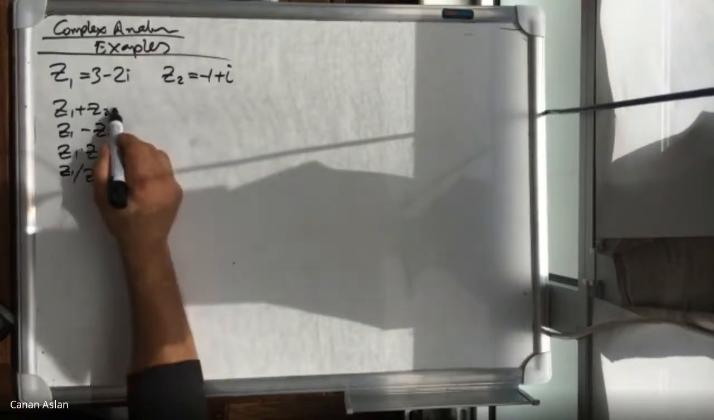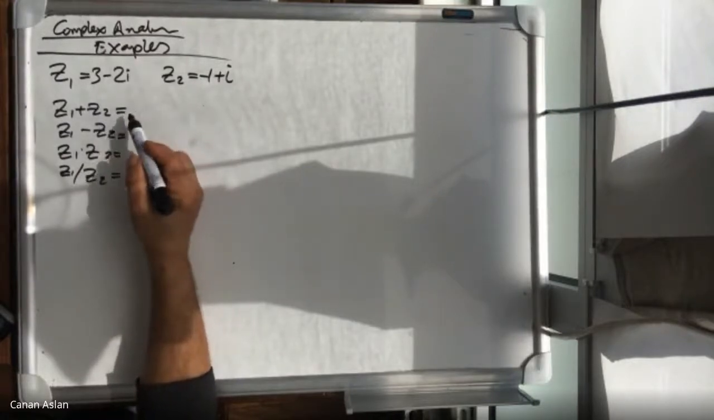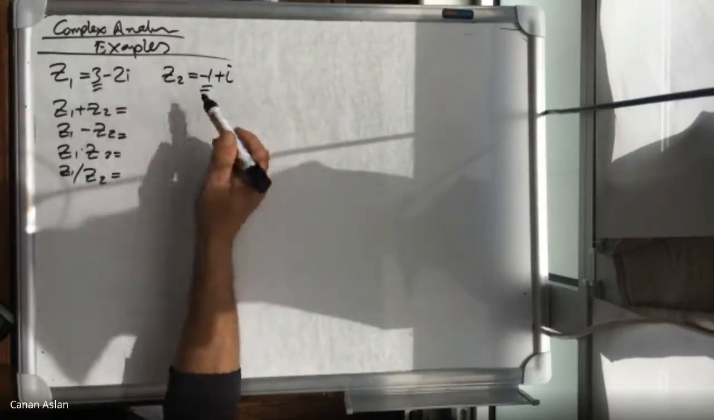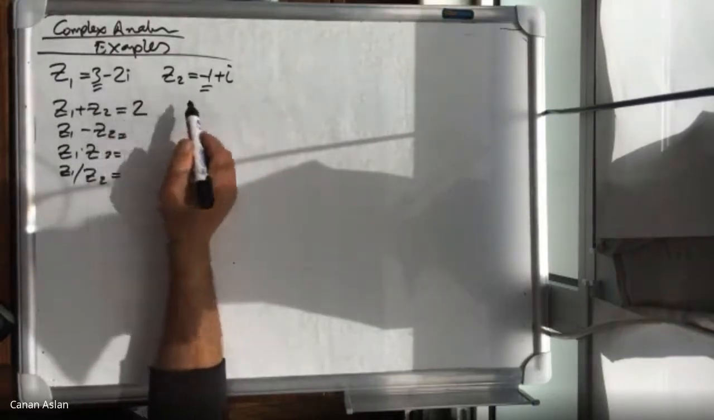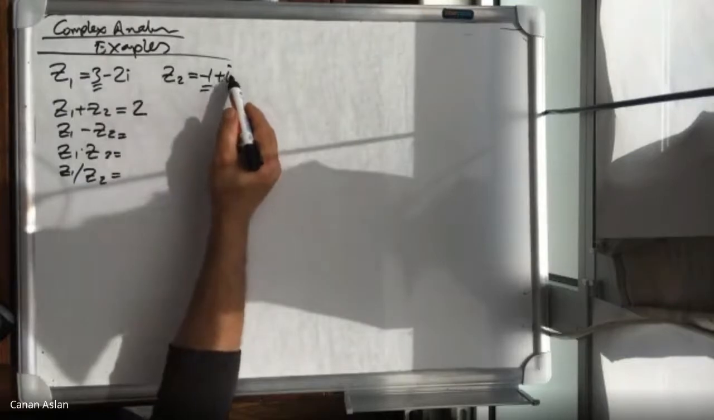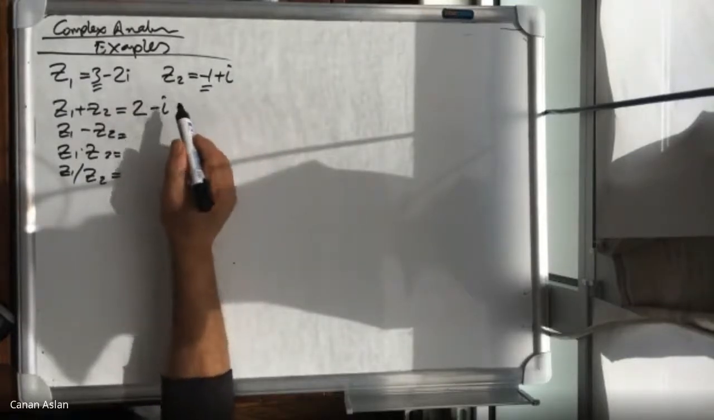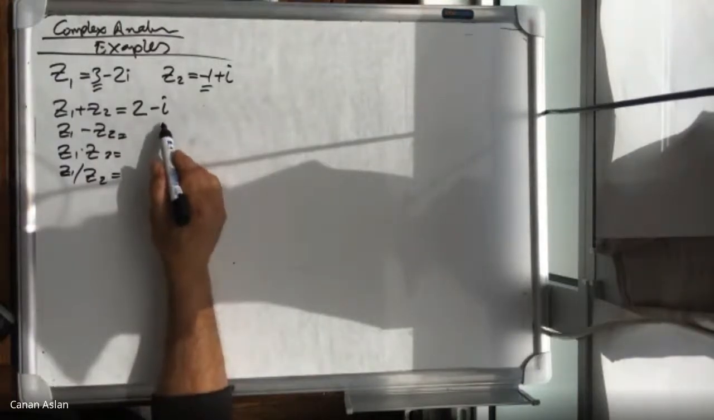Okay? The first one, we are adding two complex numbers, and as you will remember, you add the real parts and imaginary parts separately. 3 minus 1 is 2, okay? And then minus 2 plus 1 is just minus 1, so minus i. So the summation of these two complex numbers is just 2 minus i.